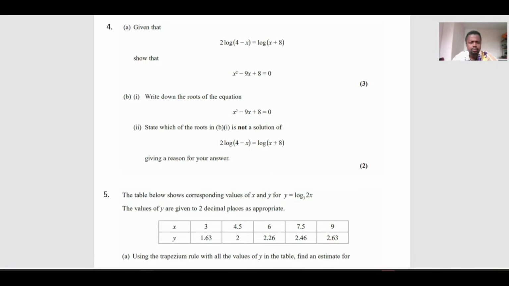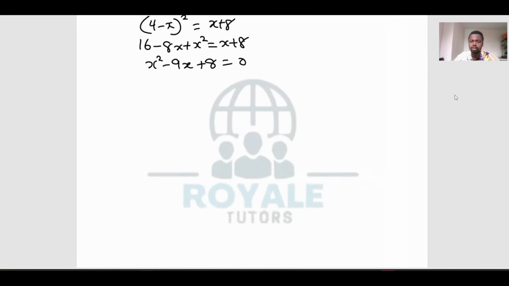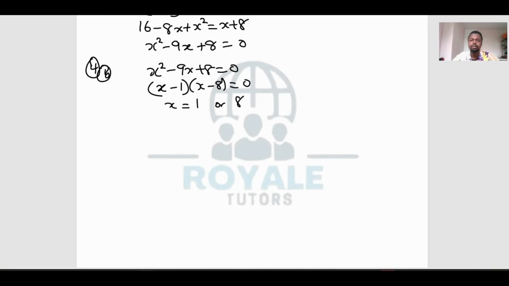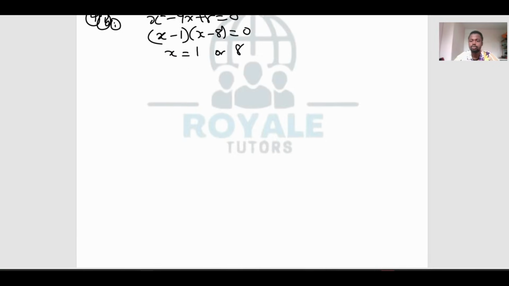Then the B part says, write down the roots of the equation. So let's see. 4b. The root of the equation means I will just have to factorize this. The factors here should be minus 1 and minus 8. So if I do that, I should have x minus 1, x minus 8 equal to 0, and then I have x equal to 1 or 8. So that's B1. Okay, let's do B2.